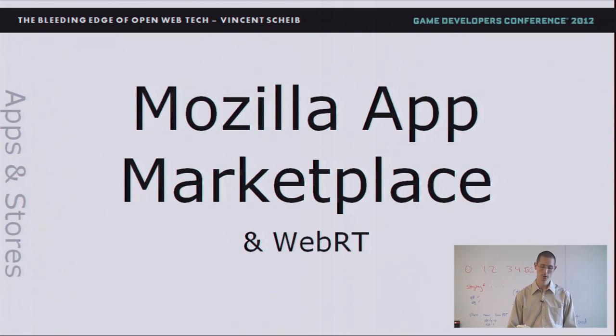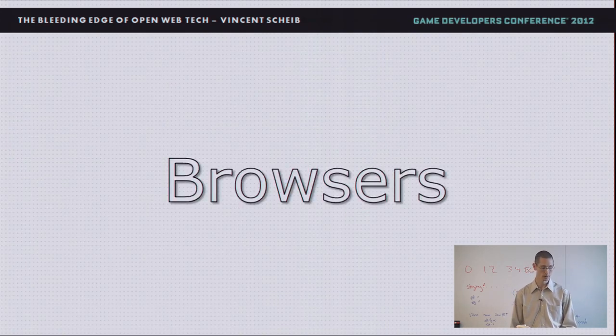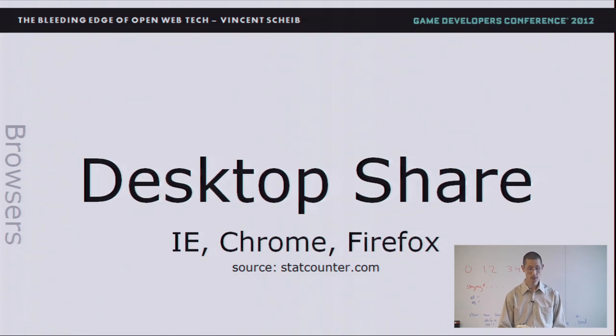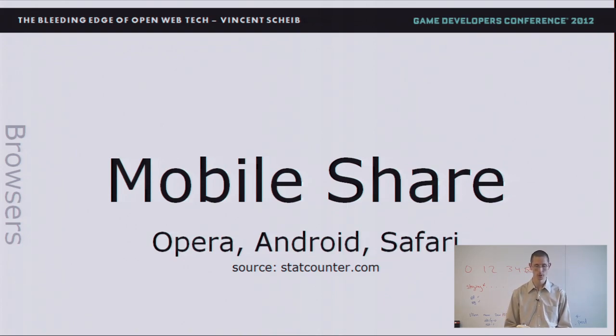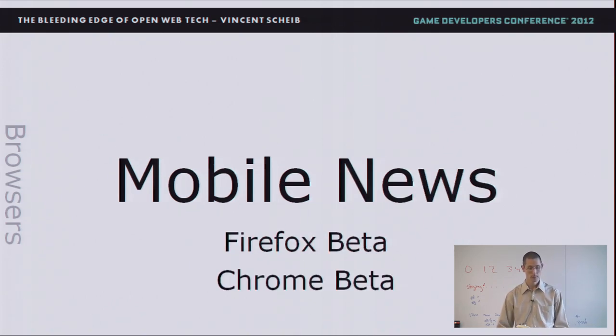All right, we're going to transition over to just a quick summary of the state of browsers. Desktop share right now is really dominated by the top three of Internet Explorer, Chrome, and Firefox. And on the mobile space, still really just three strong leaders, Opera, Android, and Safari. A little bit of mobile news. Firefox has a beta version available, and Chrome recently announced a beta version available on Android as well.